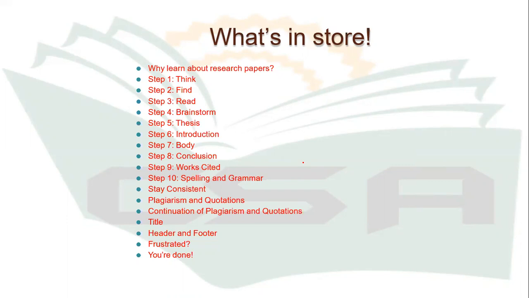And then there are some other tips about research write-up and writing a research article: stay consistent, plagiarism and quotations, continuation of plagiarism and quotations, title, header and footer, frustrated, and you are done. These are the contents of this lecture.